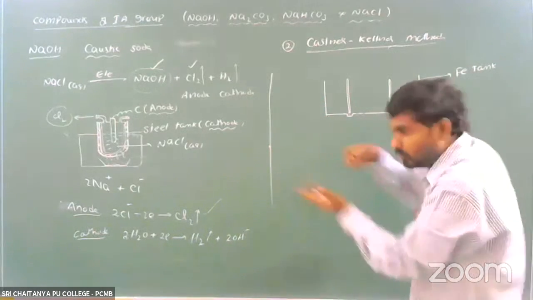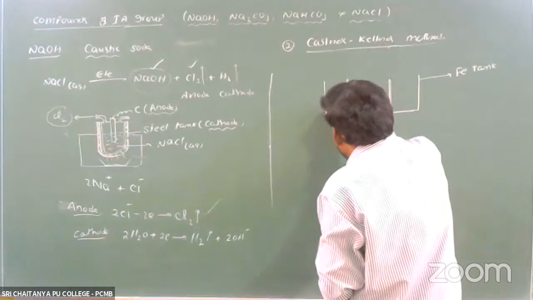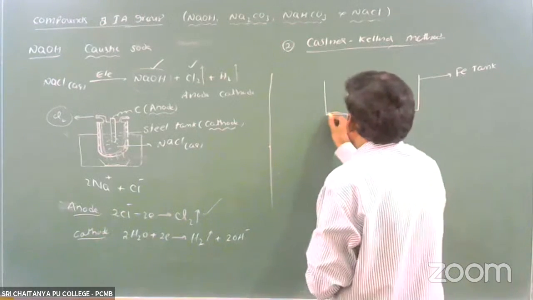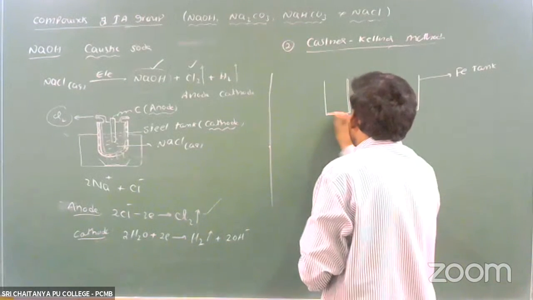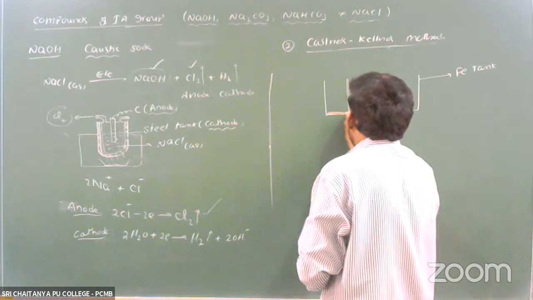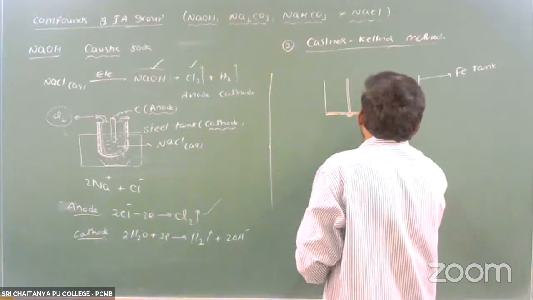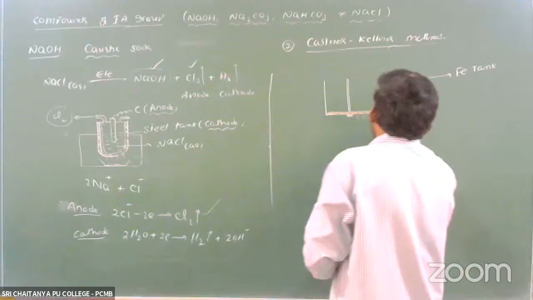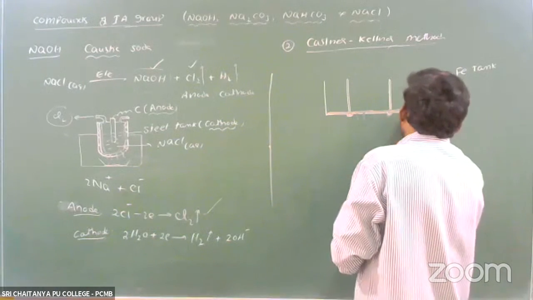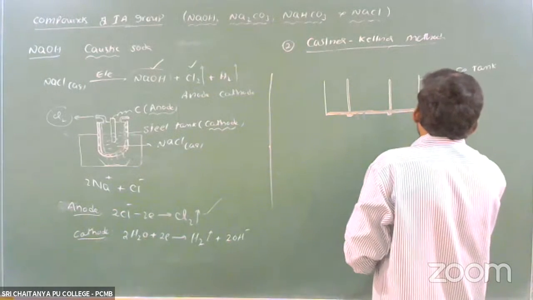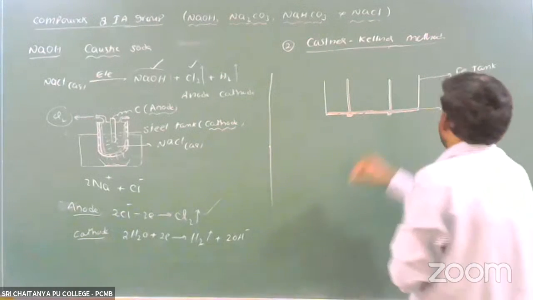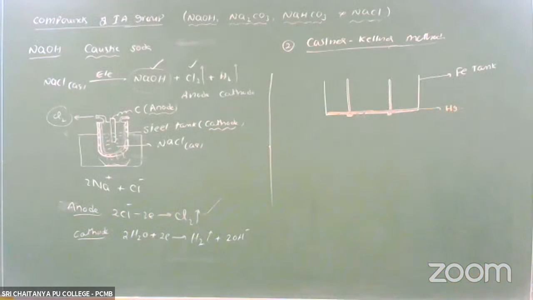And the bottom of the iron tank is covered with mercury. So this mercury acts as an intermediate electrode. It is covered with mercury.